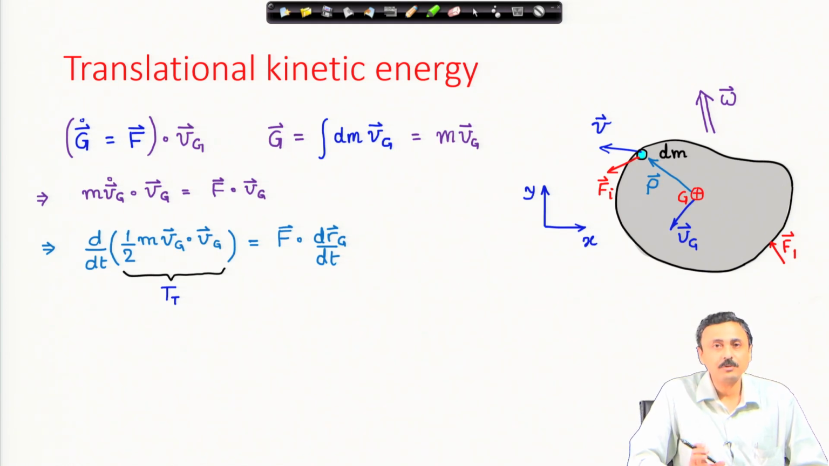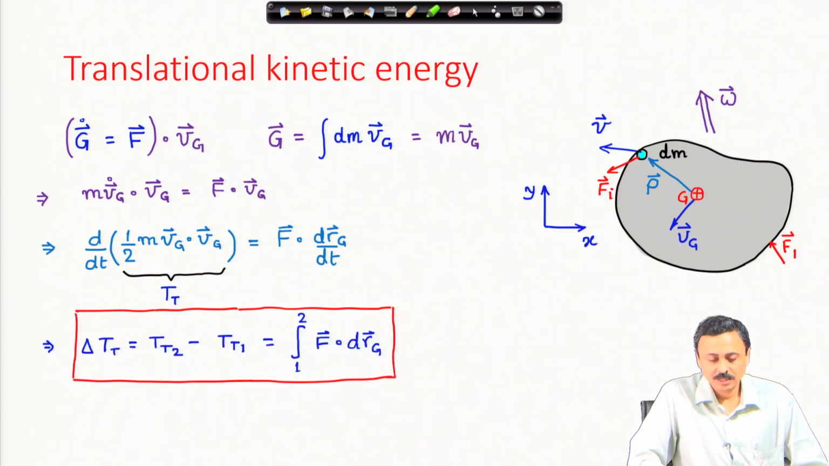Now, you see that if I use only the translational equation of motion or the extended Newton's second law and do that same processing as we have done before, consider this as a particle and dot product with the velocity of that particle, then I obtain d dt of the translational kinetic energy, and that is equal to, on the right hand side, the power, the net force on the body dot the velocity of the center of mass.